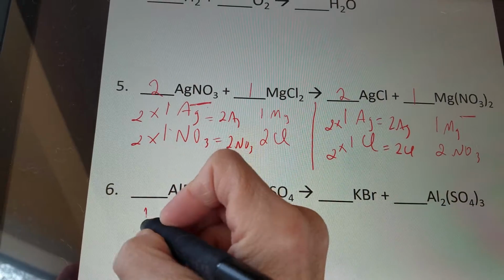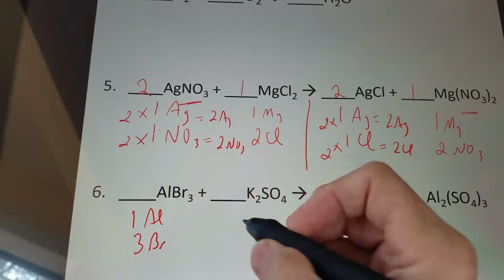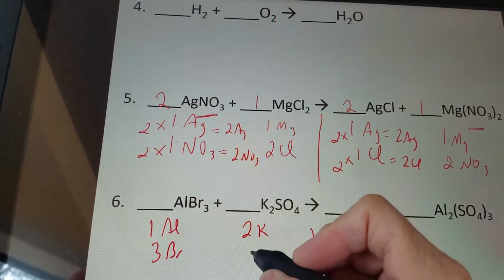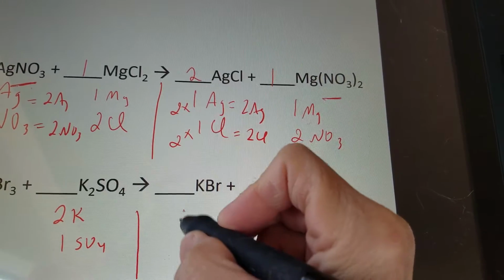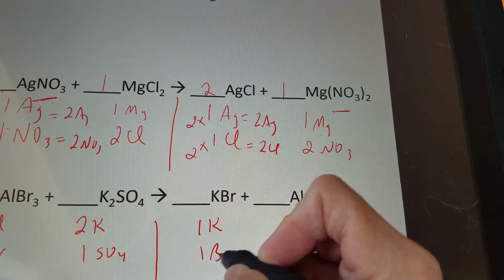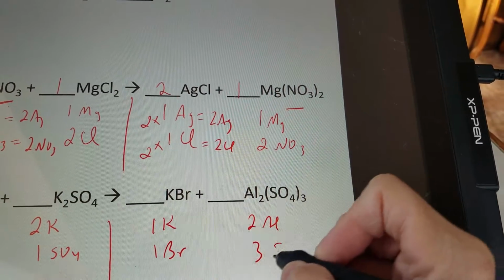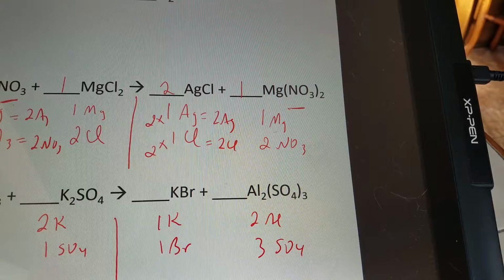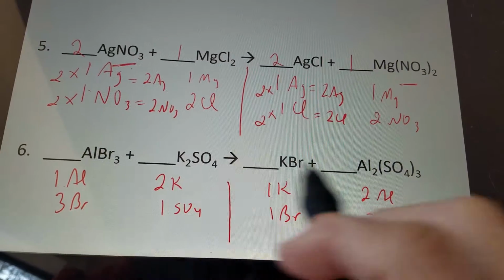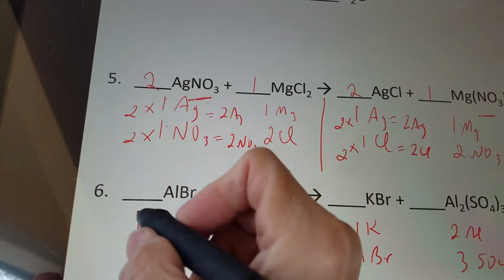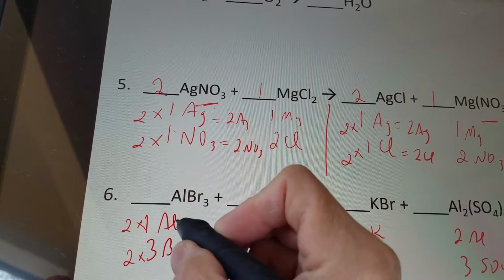So we have 1 aluminum, 3 bromine, 2 potassium, 1 sulfate. Over here I have 1 potassium, 1 bromine, 2 aluminum, 3 sulfate. So again, we're going to go back and balance. So I have 1 aluminum here, 2 aluminums here, so I'm going to multiply this one by 2. And it doesn't matter where you start, just as long as everything gets balanced in the end.